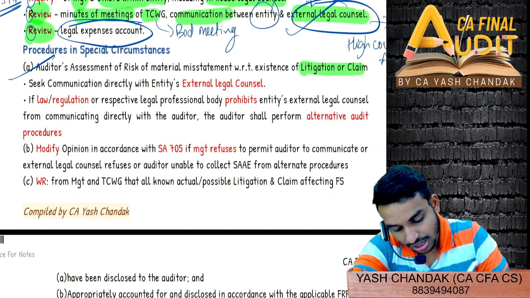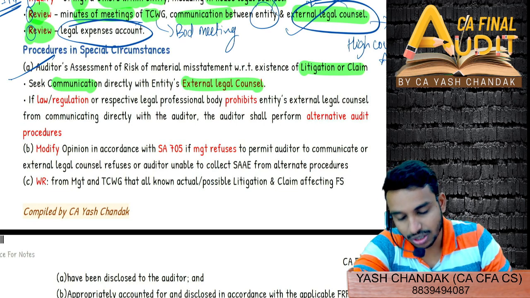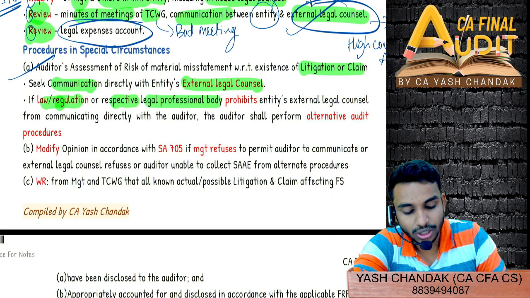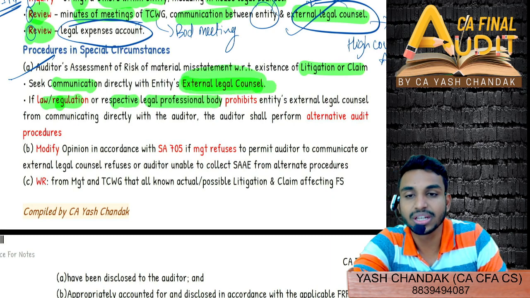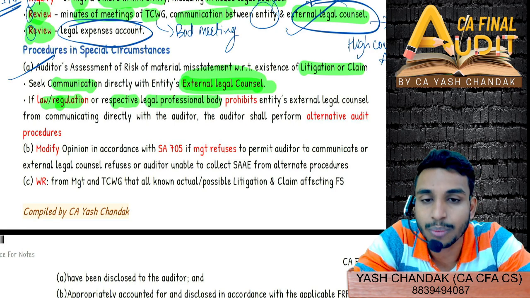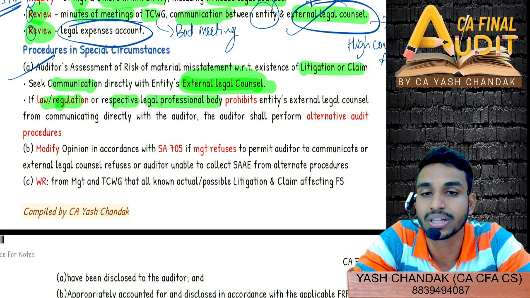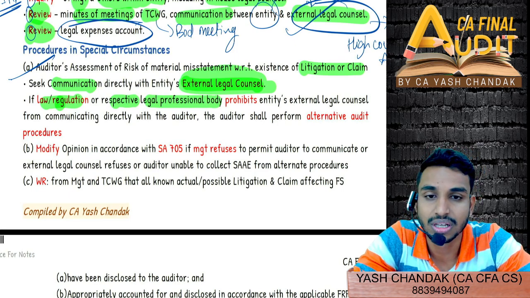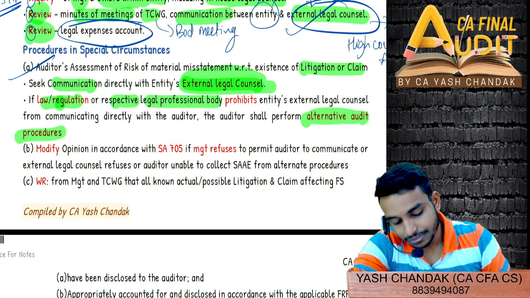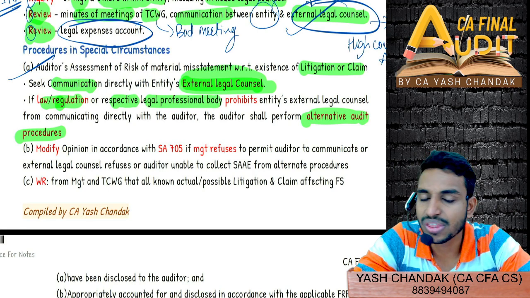What all things you have to see? You can communicate directly with the external legal counsel of the entity. If law or regulation, or the respective legal professional body of this external legal counsel, prohibits any sort of communication with the external auditor, that means they are prohibiting you from communicating with the external legal counsel, then what can you perform? Alternative audit procedure. An alternative procedure they haven't specified as such, but definitely you can think of inquiring with others within the entity.